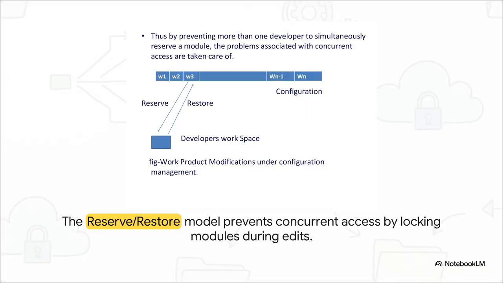This diagram here shows a really fundamental concept called the reserve/restore model. So the whole project, all the code, lives in this central repository. When a developer needs to work on a file, they reserve it. What that does is it pulls a copy to their own private workspace, and crucially, it locks the original file. Once they're done with their changes, they restore it back to the repository, which unlocks it for the next person.